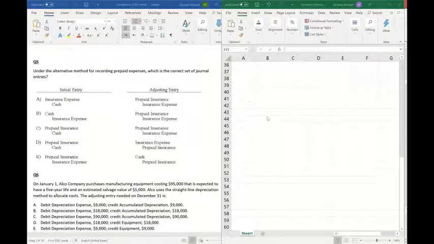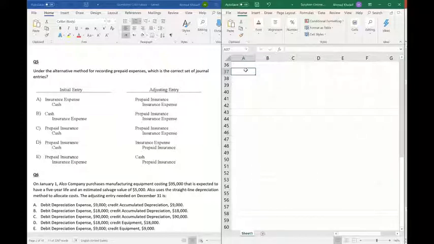We'll move now to question number 5. Question 5 is about the alternative method for recording prepaid expenses: what is the correct set of journal entries? For prepaid expenses, we have the main method that we used so far, and we have an alternative method to record the prepaid expenses, and both methods will give us the same result.